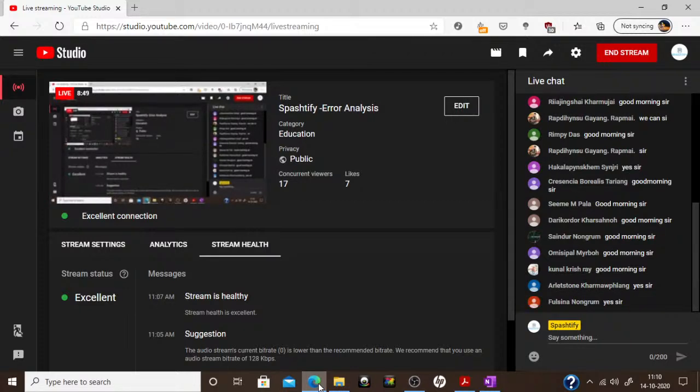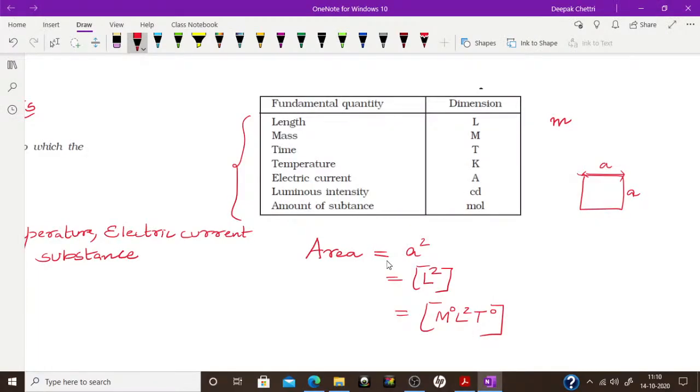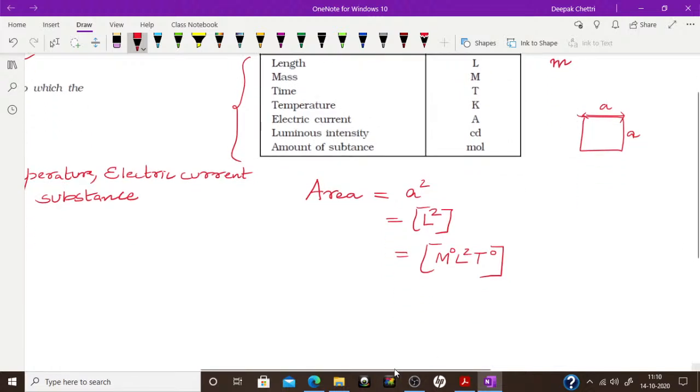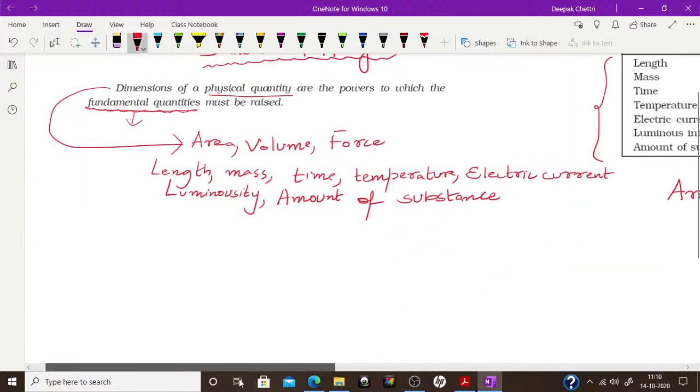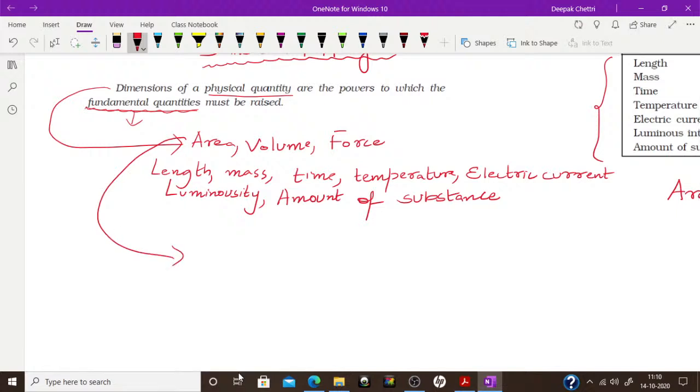Just like we have units for quantities, we have dimensions. You should remember that every quantity has a dimension. So for example, area, I have just shown you that it is M0 L2 T0. Now volume.